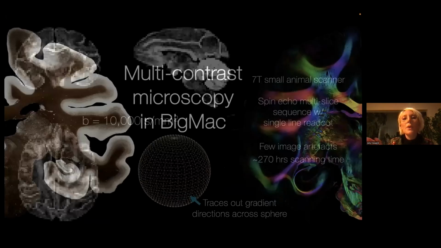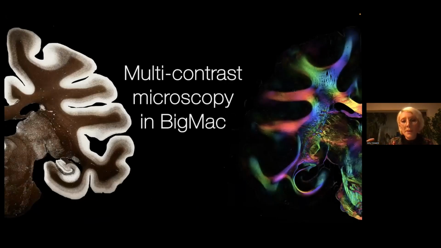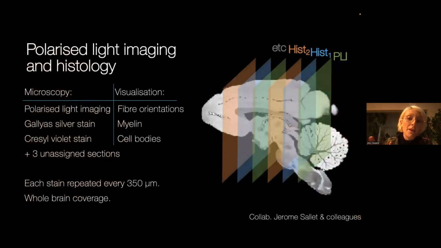So in BigMac, we want to relate our MRI to microscopy data, which has both high spatial resolution and high specificity. So what microscopy data was acquired in BigMac? After scanning, the brain was sectioned along the anterior-posterior axis, where consecutive slides were acquired for one of 6 different microscopy contrasts, so either polarized light imaging or histological staining. Each stain is repeated every 350 microns, and we have whole brain coverage.